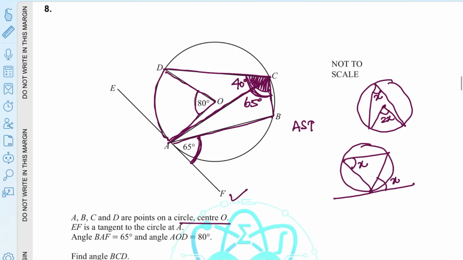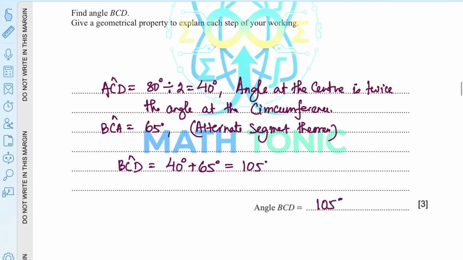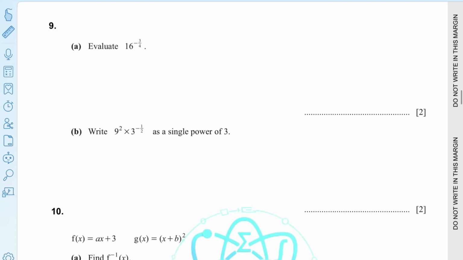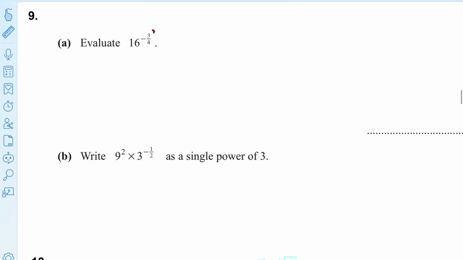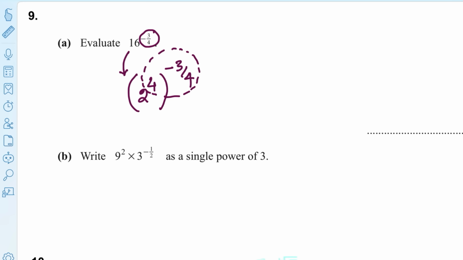Please, whenever you go to the exam, before that you have to go through all the circle theorem rules. Okay. Next, question number 9 is about indices. Evaluate this one. Listen, there is a hack for this one. Remember, in this power we have denominator 4. So try to write 16 as a power of something equal to 4. That means 2 to the power 4 equals 16, right? And what is the power given again? Minus 3 over 4. As per the indices law, if you multiply this, the 4 gets cancelled. So I get 2 to the power minus 3.